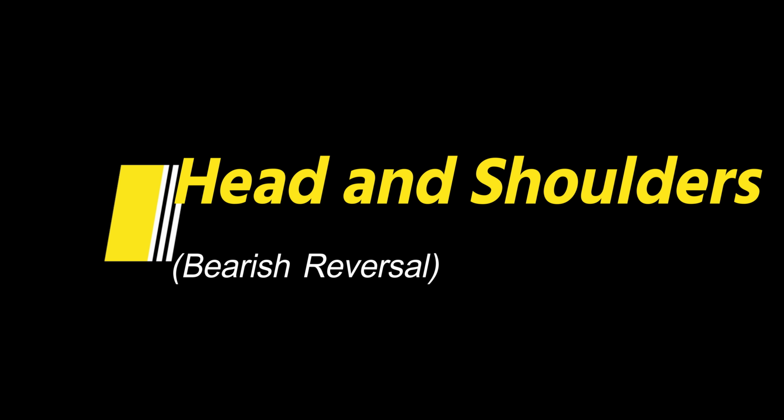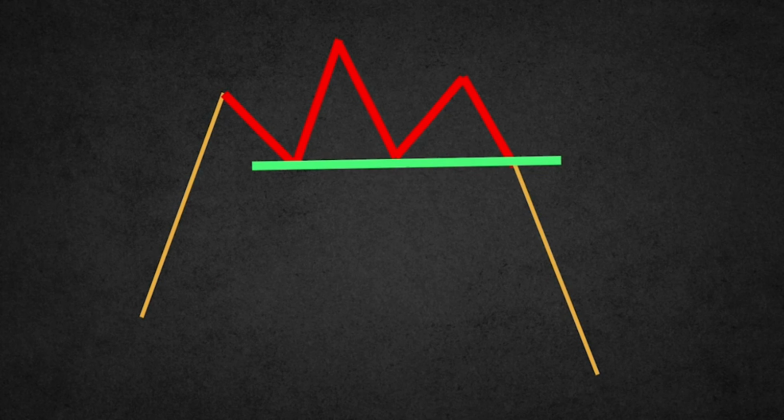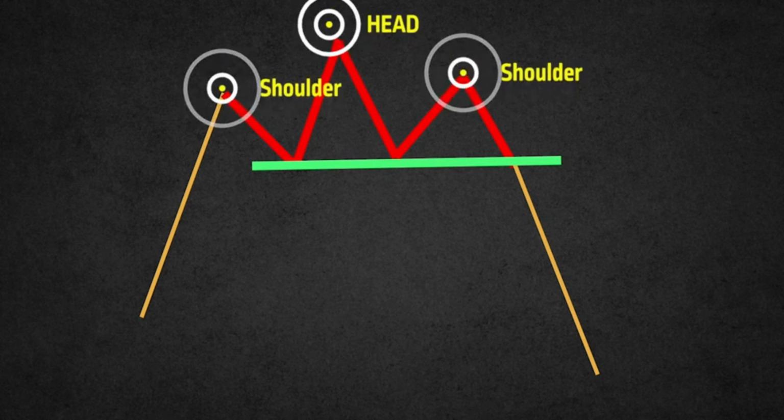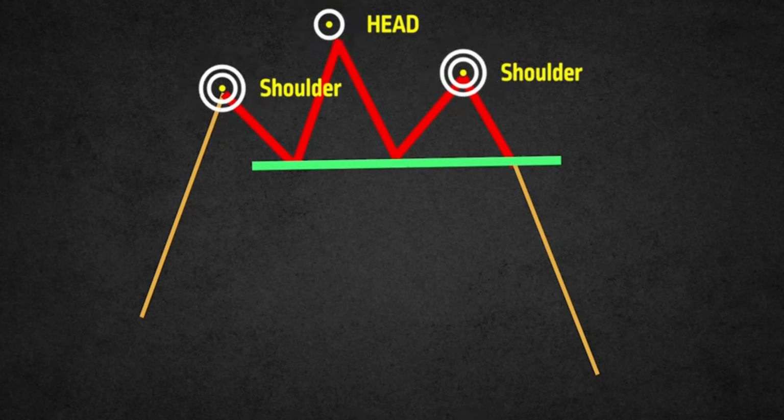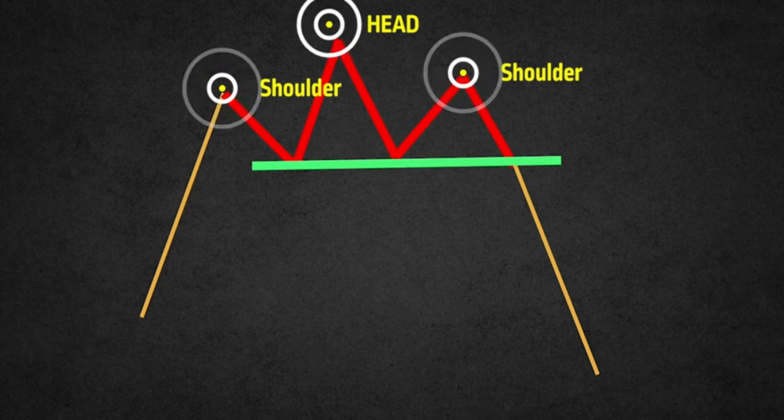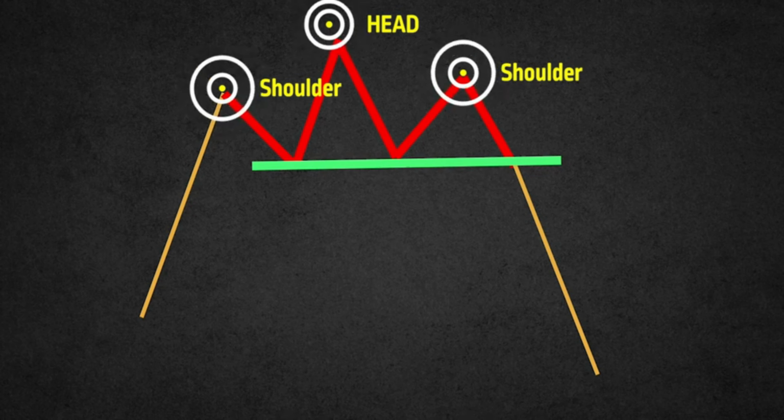3. Head and shoulders, bearish reversal. This is one of the most reliable patterns. It consists of 3 peaks: a higher peak, the head, between 2 lower peaks, the shoulders. What it means: momentum is fading. Buyers are giving up.